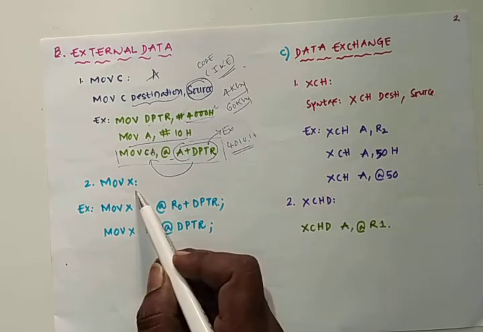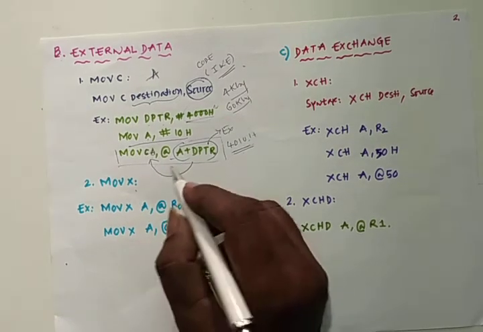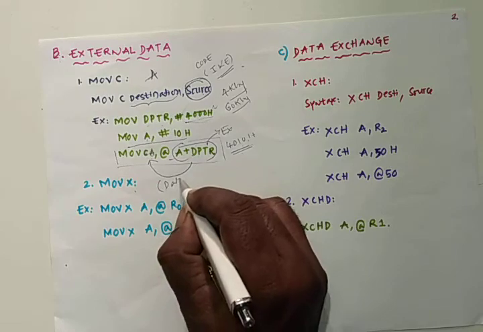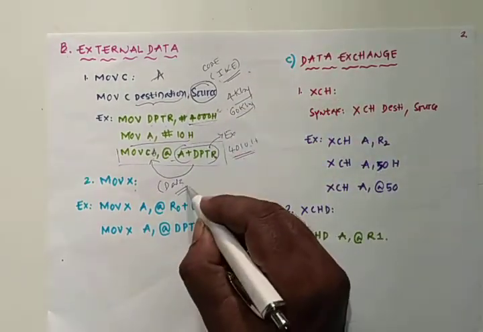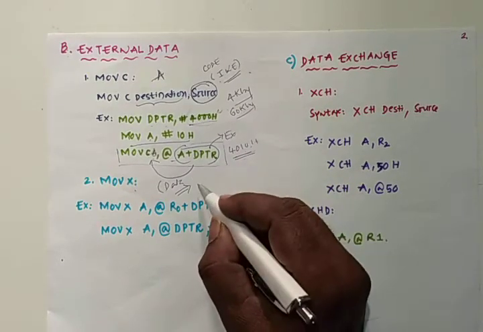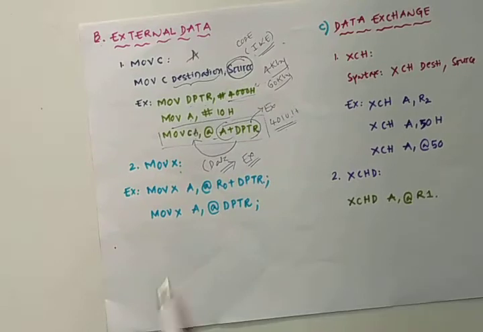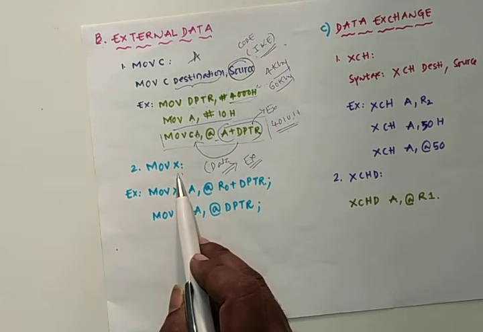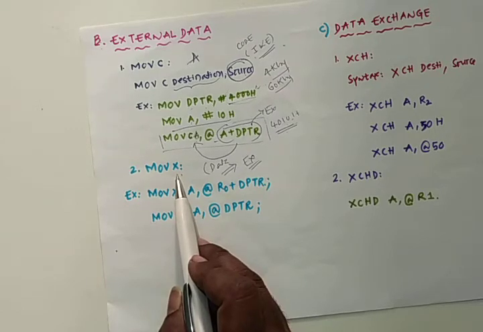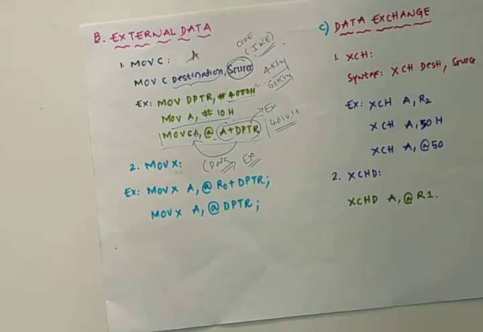MOVX is nothing but a move to or from external data memory. Specifically we are saying that it is for data, and this may be internal or external, and here this will be about external only. See this one here, we will be having MOVX. In this operation, source or destination can be external memory or an accumulator. Source and destination, anyone can be.